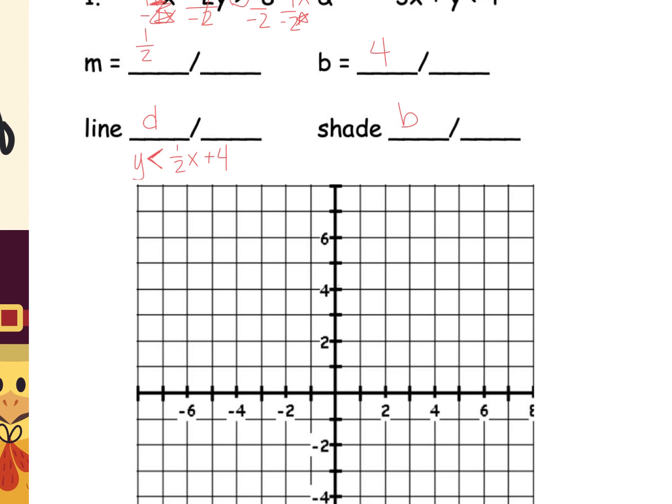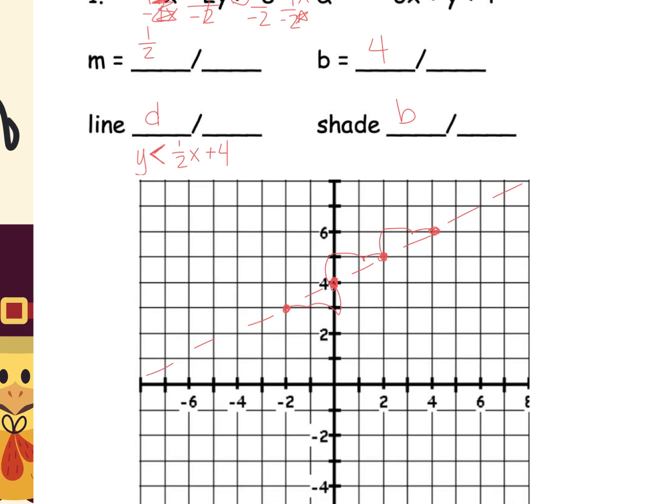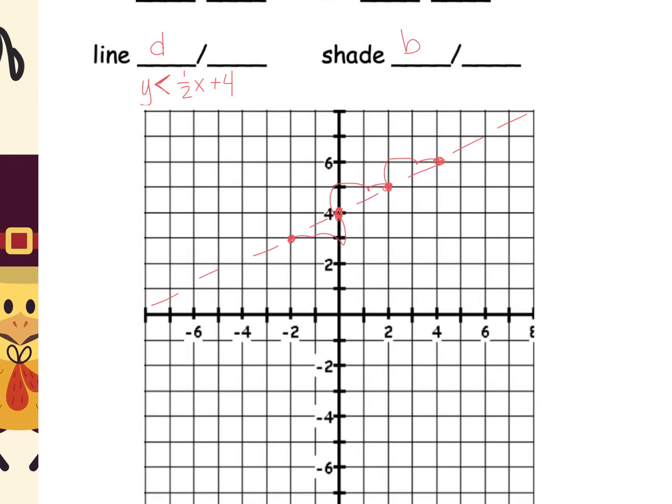So I'm going to start here at 4. I'm going to rise 1 and run 2. I'm going to do a couple of points there. I could also go down and back. Notice my slope is positive, so I'm going to keep my line going up. Here's my dotted line, and I'm going to use red for this one. So I'm going to shade below.